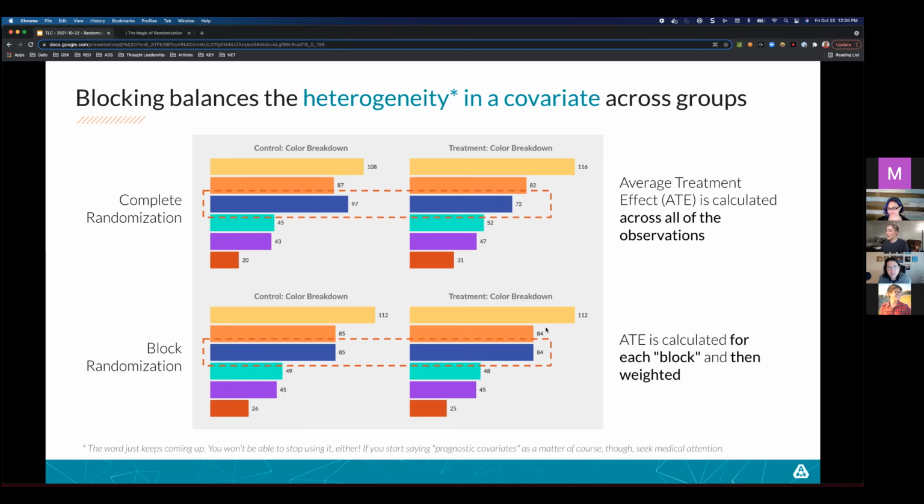And then with blocking, what happens is you actually calculate the average treatment effect for each color group across treatment and control. It's like you now have mini experiments running for each color. And then based on the size of the blocks, you would then do a weighted calculation to get the overall average treatment effect of your full experiment.